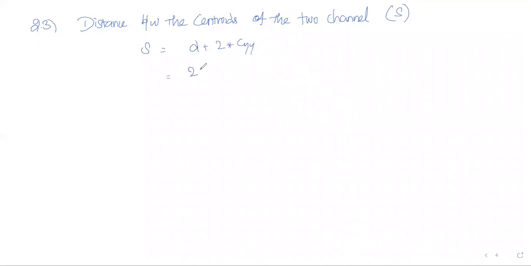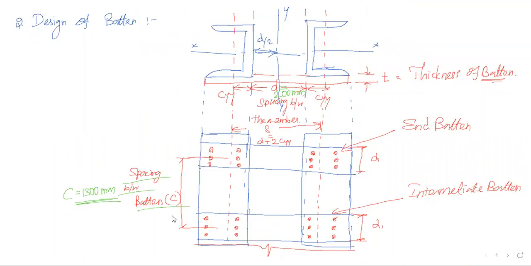The D value we have selected is 200, plus 2 into CYY, which is 23.6 mm, correct? So if I substitute this value, S becomes 200 plus 2 into 23.6 mm, which is 247.2 mm. So in the figure we have to mark S is equal to 247.2 mm.